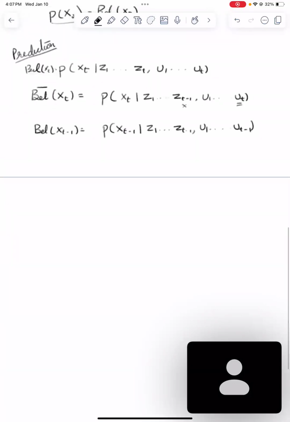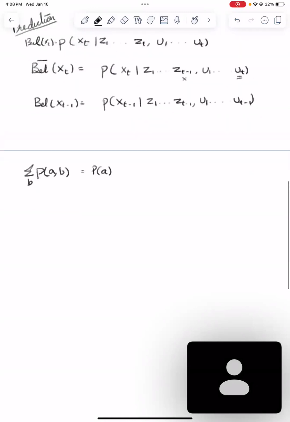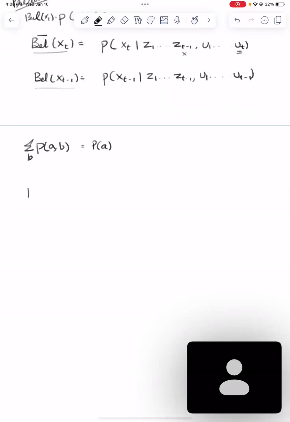The simple rule we're going to use is this one: if you have a joint probability, you can sum over B to get P of A. You're just marginalizing out B. We're going to use this rule and the Markov property, which I'll describe in a second, to get the connection between belief bar and belief at the previous step. Here's an easy way to derive that.